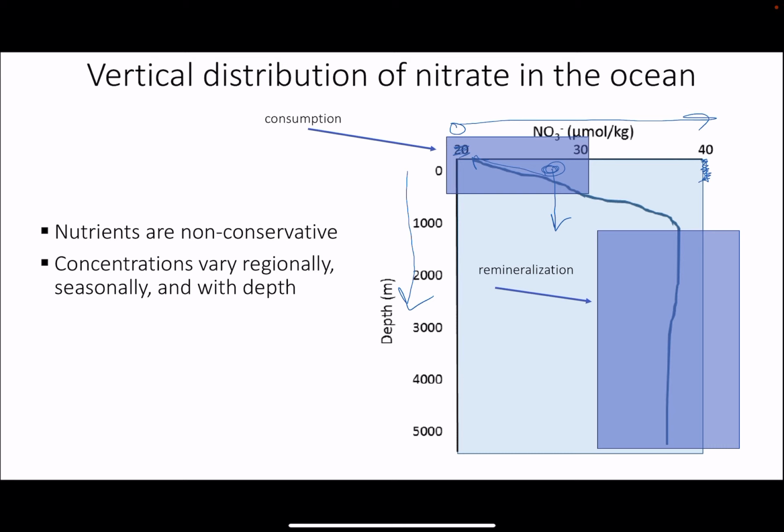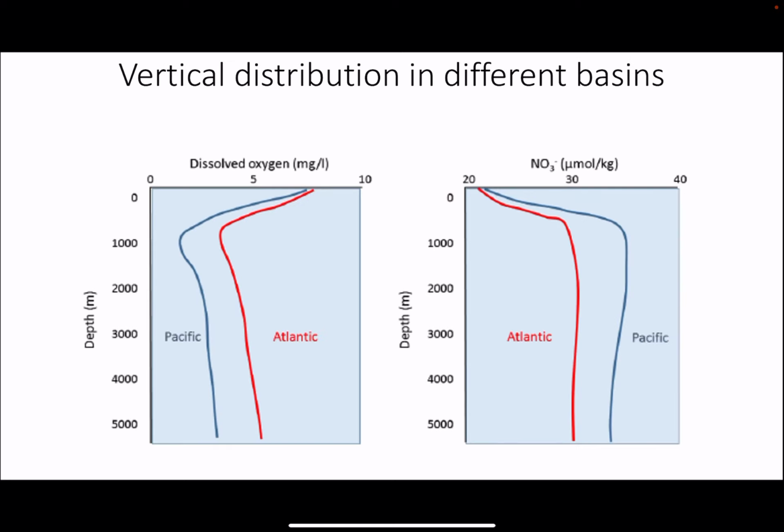And one way that we say this is to say that nutrients are non-conservative. So non-conservative meaning that the concentrations of the nutrients vary regionally, they vary seasonally, and they vary here with depth, as you can see. The vertical distributions in different basins look different. And this is something that'll make a lot more sense once you start to learn about thermohaline circulation.